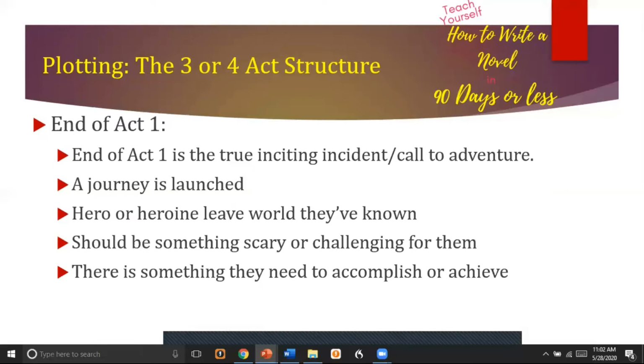When something happens that actually causes him to leave, that is the end of Act 1, and that's how you know you're headed into Act 2, okay? And that would be the death of his aunt and uncle, which causes him to leave with Obi-Wan Kenobi. He leaves his home planet behind. He leaves the world he's known behind.